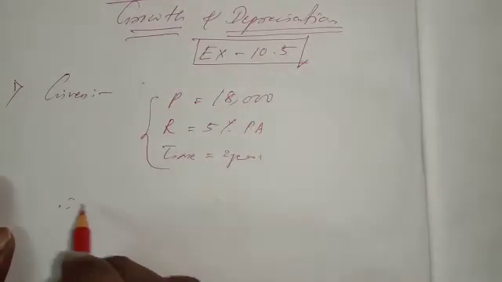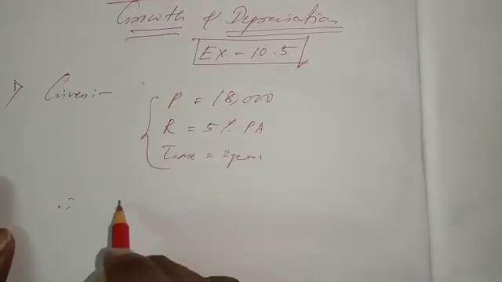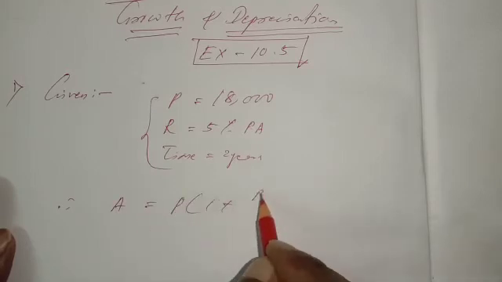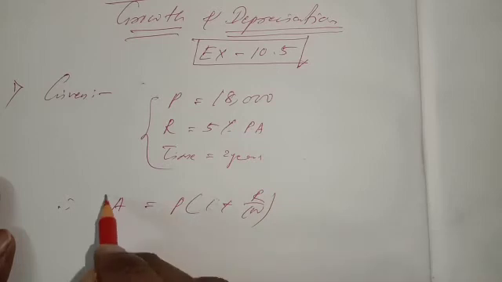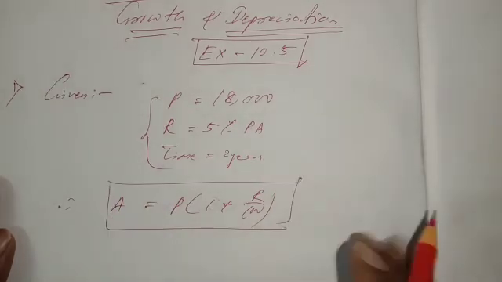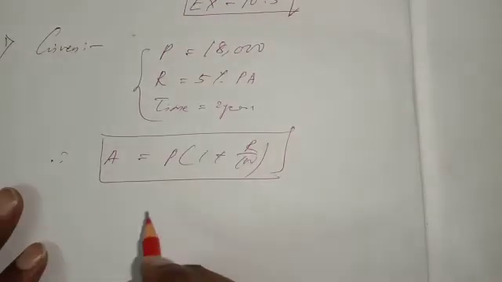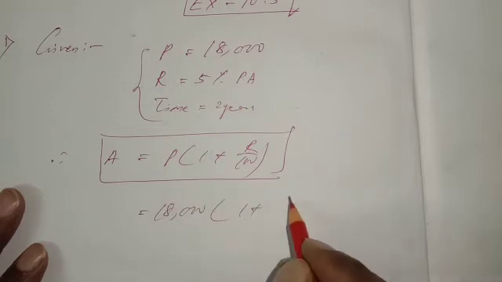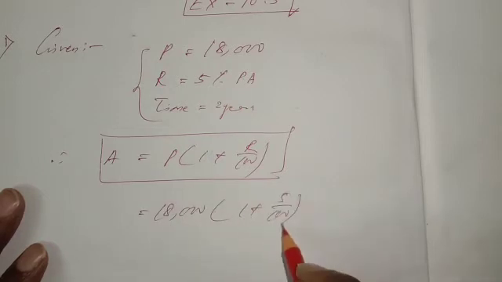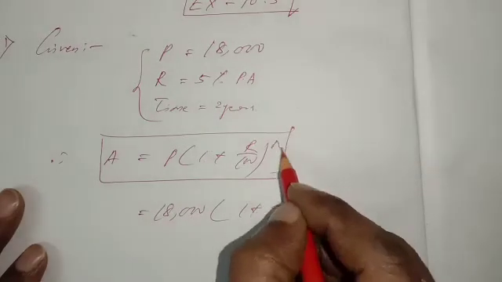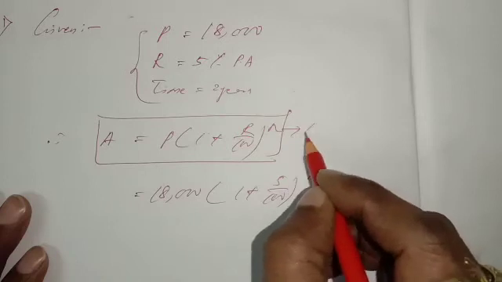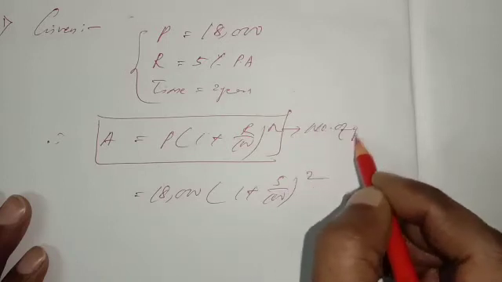That means we have to apply here A, the final population, is equal to P times (1 plus R by 100) whole to the power n. As it is growth, that means you have to write plus. P means here 18,000, 1 plus rate 5 by 100, whole to the power time 2. Here n means the number of years. Already I have discussed this.